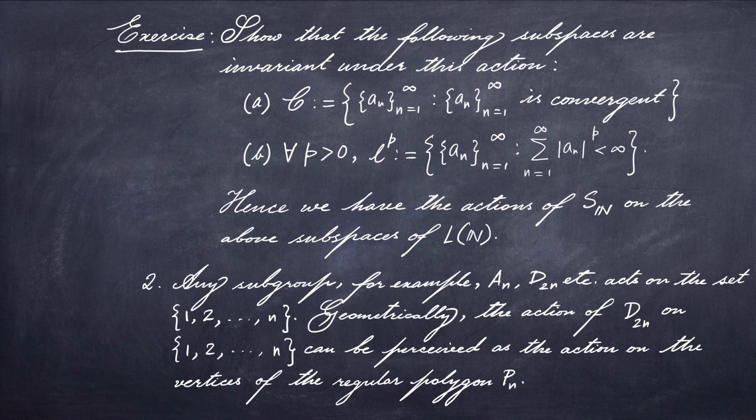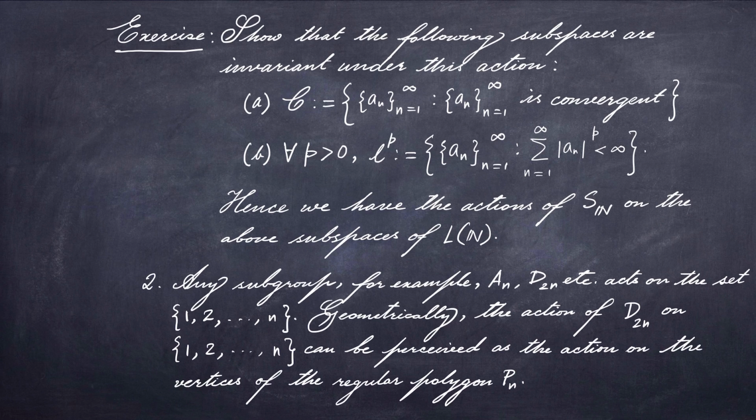The second collection is in fact, for each p, the collection of all sequences which satisfy this. This space is called little lp. For example, if p is equal to 1, then little l1 is nothing but the sequences such that the corresponding series is absolutely summable. Okay, now let's move on to the next example.